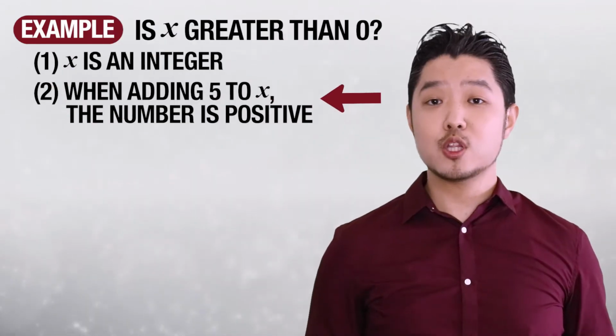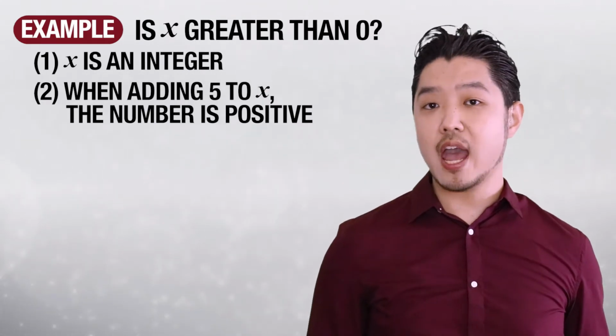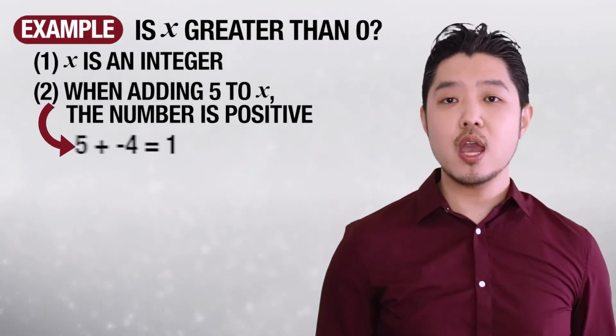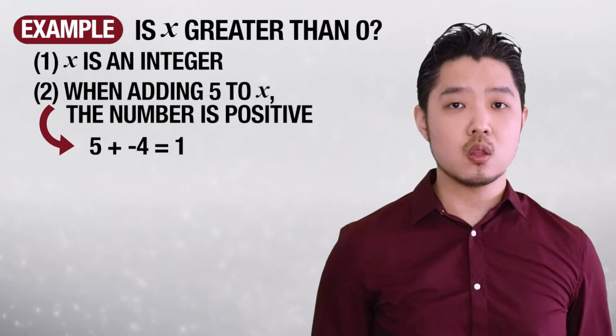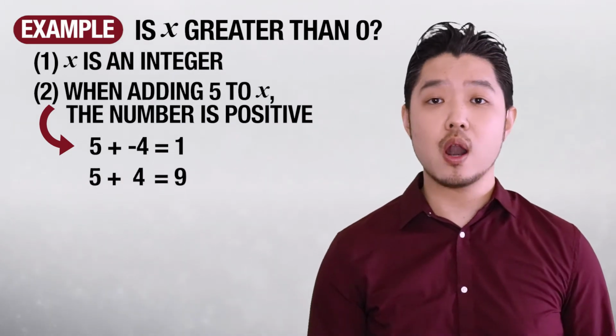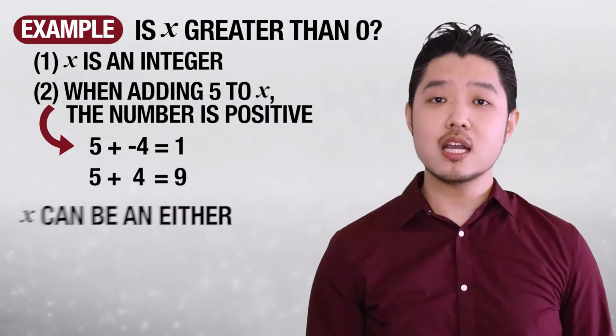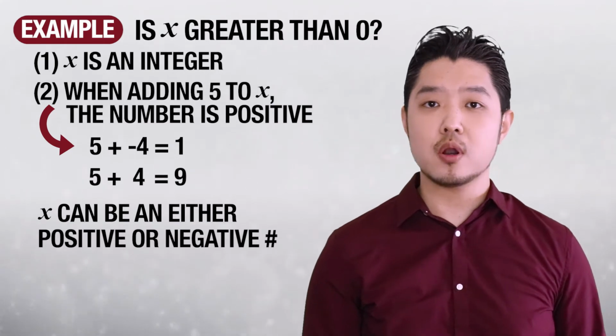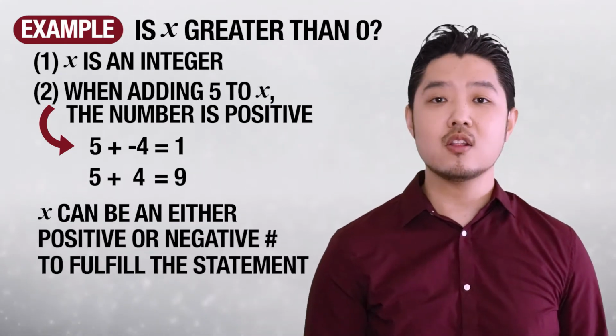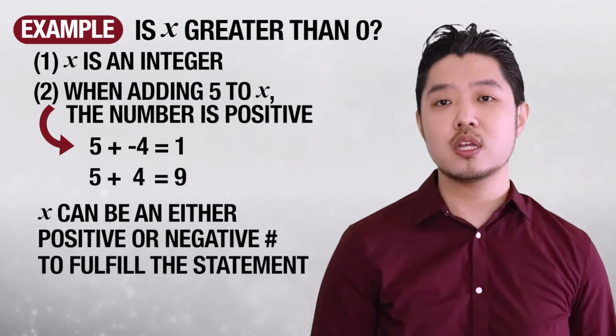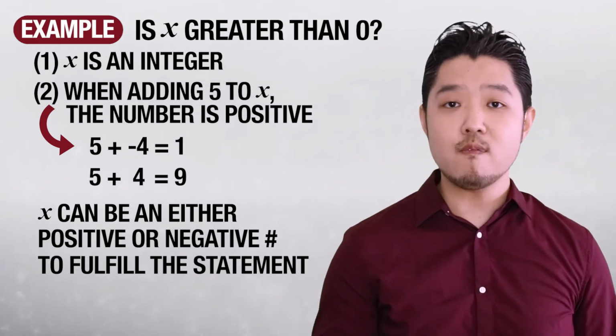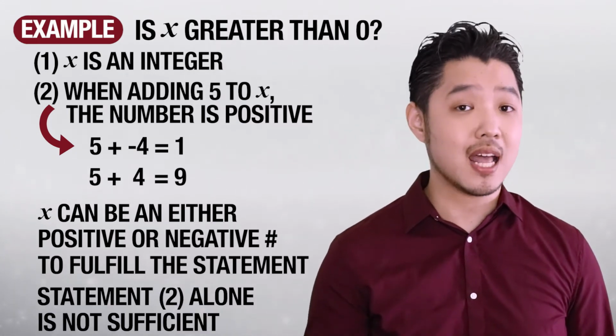What about statement 2? It says when adding 5 to x, the number is positive. If we add 5 to minus 4, the number is 1. We can also add 5 to 4 and the number is still positive. Here x can be either a positive or negative number to fulfill the statement. Again, the statement has answers that contradict with multiple possibilities. Therefore, statement 2 alone is not sufficient.